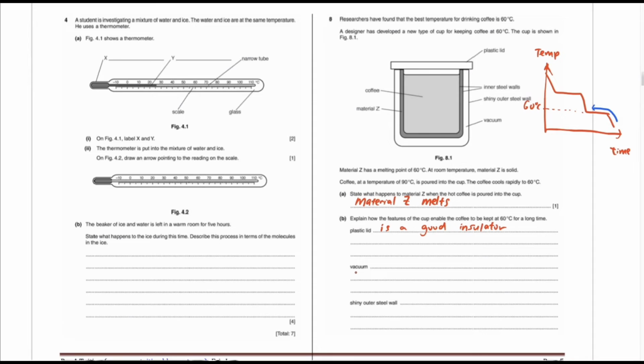Now the next one, vacuum. Vacuum will prevent, you see vacuum layers is here, prevent heat loss through convection. You know, convection, they need the circulation of fluid. So with vacuum here, circulation of fluid cannot happen. No fluid available for circulation.